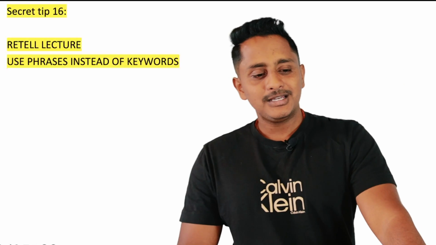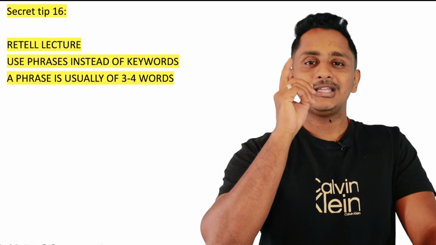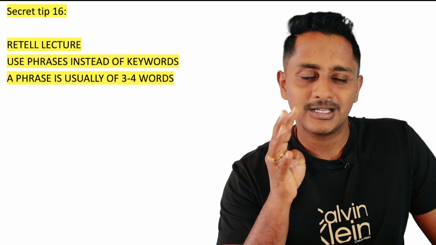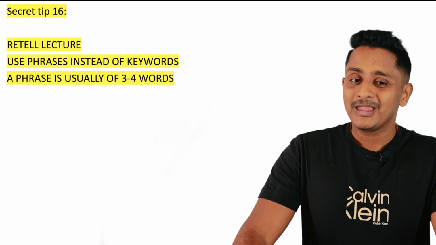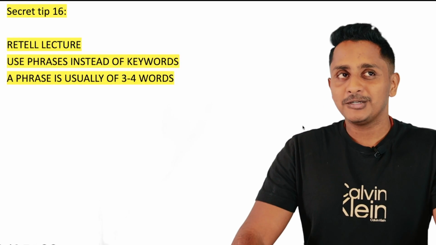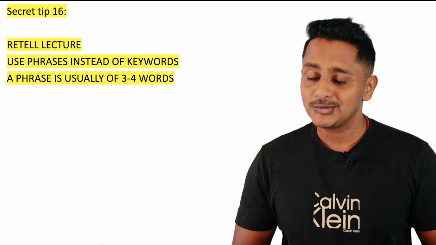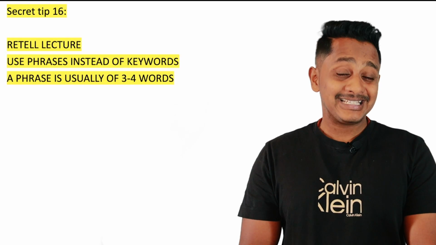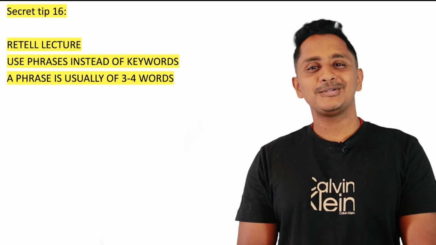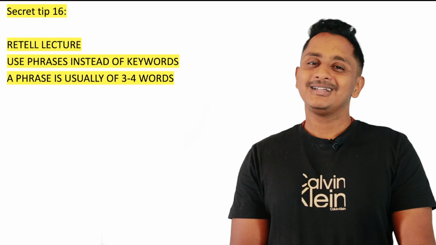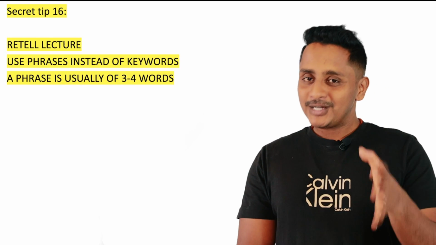Secret tip number 16, read a lecture: use phrases instead of keywords. A phrase is usually 3 or 4 words. I don't recommend people using just keywords. Use phrases so that you get better marks towards your listening as well. So like I told, in order to get better marks towards your listening, it's always better you use phrases. If you use only keywords, there are chances that you may get a low score for your listening. This is again one more secret revealed with all our experimentation. Try to use a phrase.